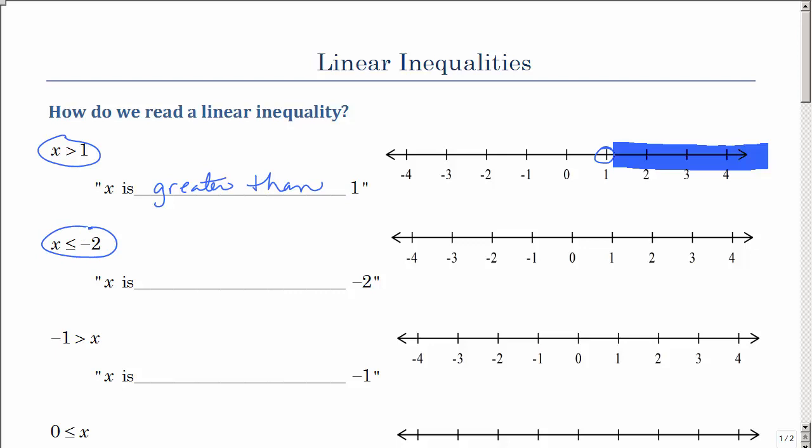Let's look at this one. A little bit easier, maybe. X is less than or equal to negative 2. That little bar right there is half of an equal sign, so it can be equal to negative 2, and then that symbol is less than. So here we would put a filled in circle for the equal to part, and now less than, less is to the left. Less is to the left.